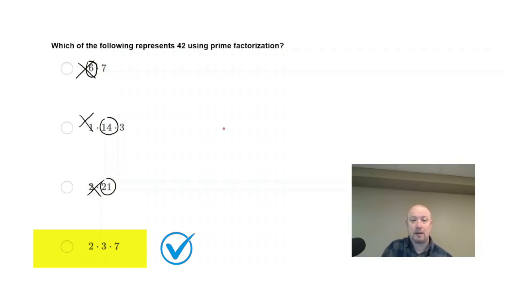Now, if we look at this, if we take 42 and we break it down using a factor tree, we would have 6 times 7. 7 is prime, so we can stop with that. And then 6 is 2 times 3. 2 and 3 are prime, so we get our prime factorization of 2 times 3 times 7.